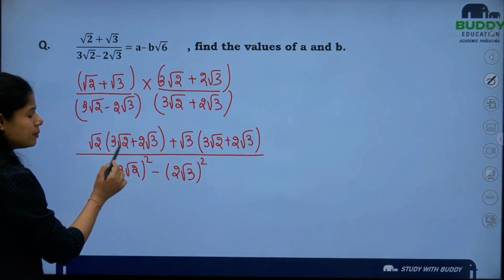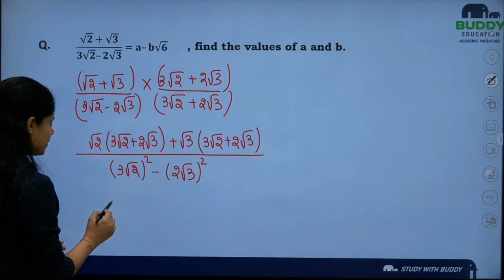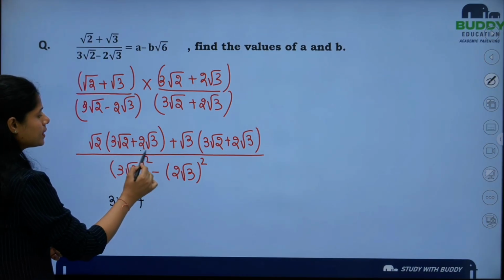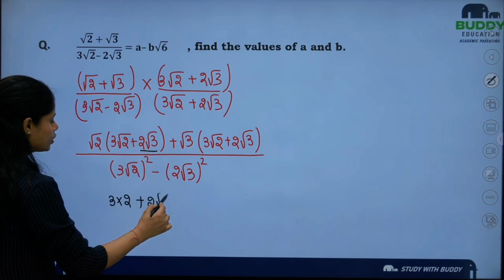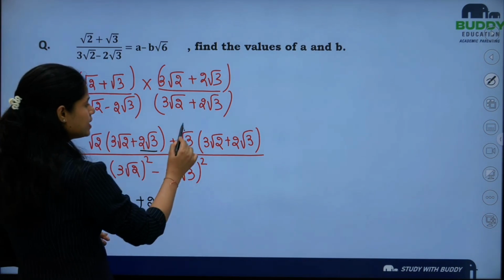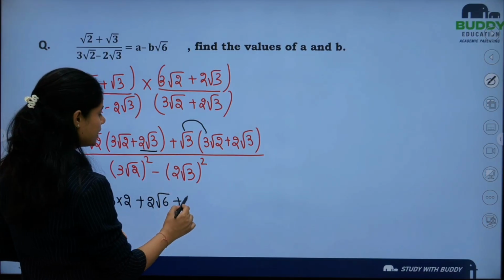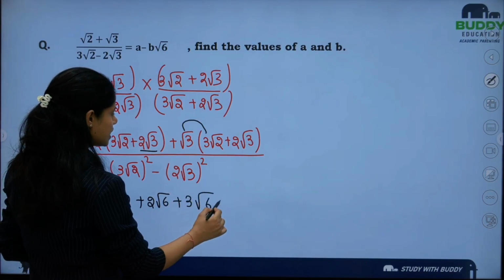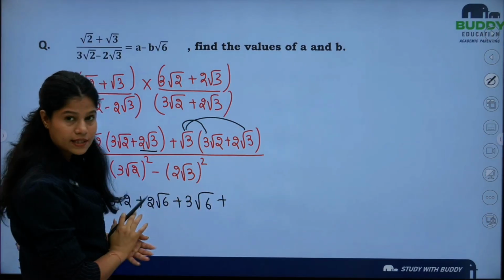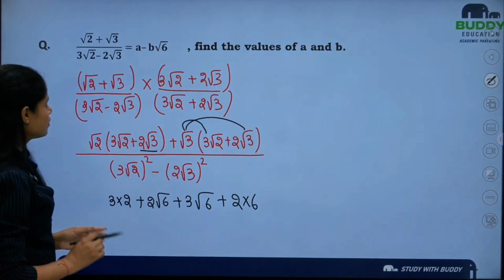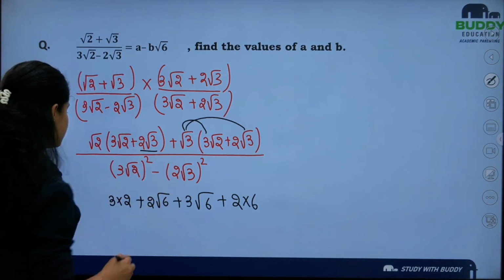So when root 2 is multiplied with 3 root 2, it will become 3 into 2, right? When root 2 is multiplied with 2 root 3, this will become 2 root 6, and when these two things are multiplied, plus will remain the same, and 3 root 6, and then when you multiply these two things, it will be 2 into 6. All right, now the first numerator portion is clear.